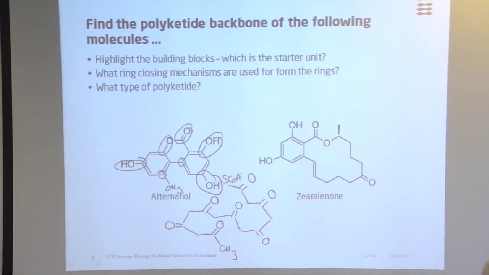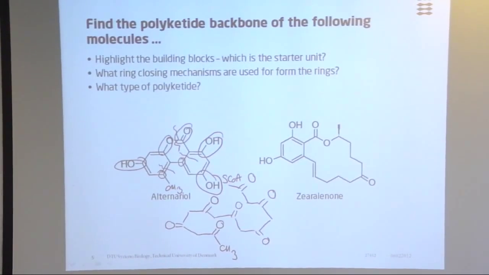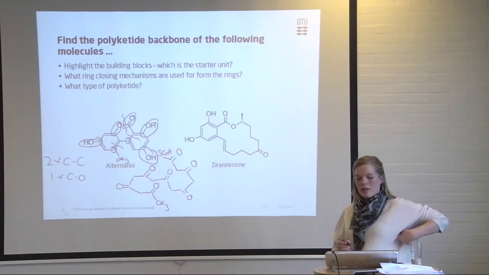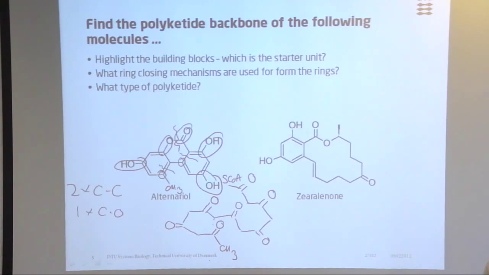Then you have three different rings formed. You got one formed up here, an ester bond. Then you got the one down here and the one down here. So you got two CC bonds and one CO.